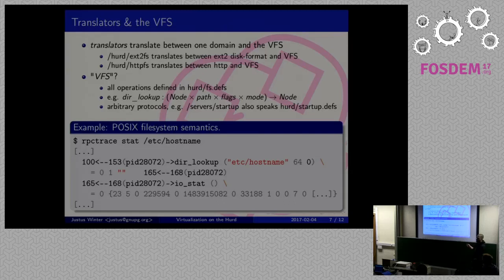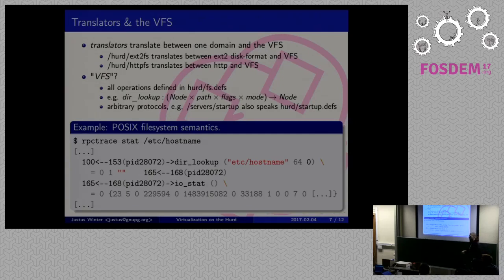This is our file system protocol. The Hurd is a set of protocols, and we have a reference implementation. So this is the file system protocol. And there are operations like dir lookup, and you give it a node and a path and a set of flags and maybe a mode if you want to create a file, and you get another node.